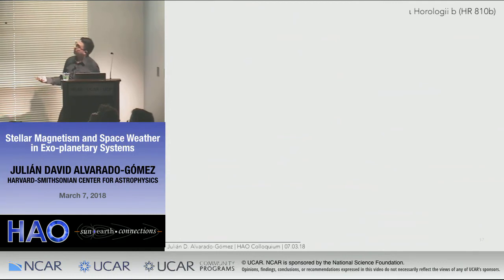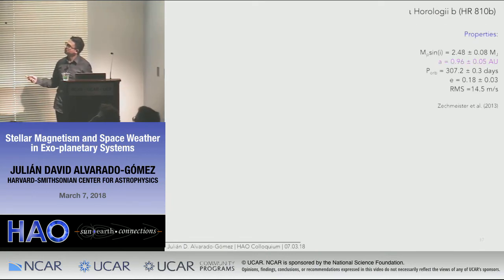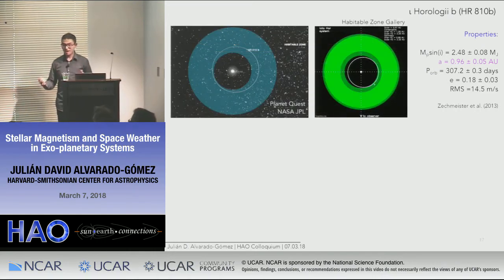One more important thing about this system is that it has an exoplanet, which comes back again to the link with the people doing exoplanet studies. It is a Jupiter-like planet, 2.5 Jupiter masses, located at almost 1 astronomical unit, and depending on who you ask, the planet will be completely inside the habitable zone or completely outside.